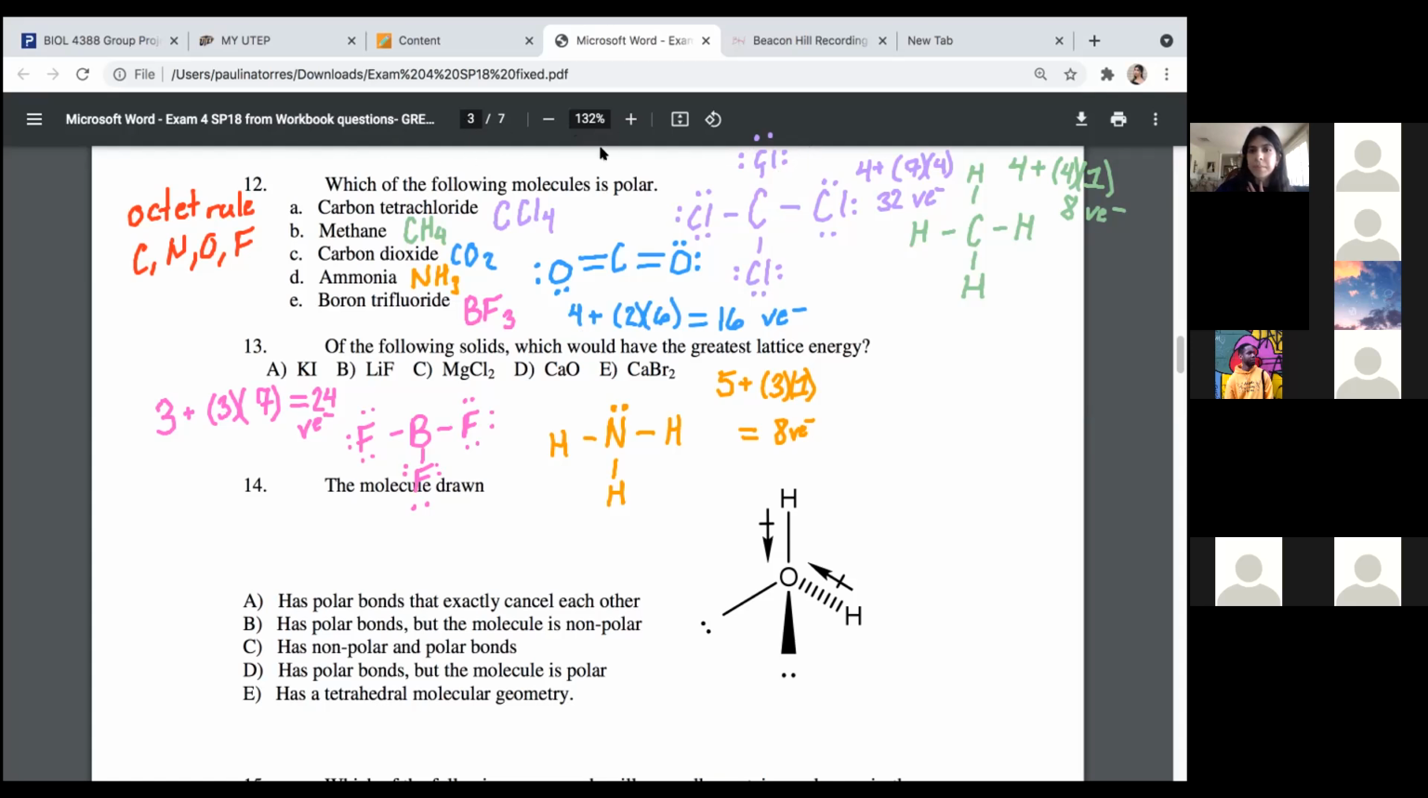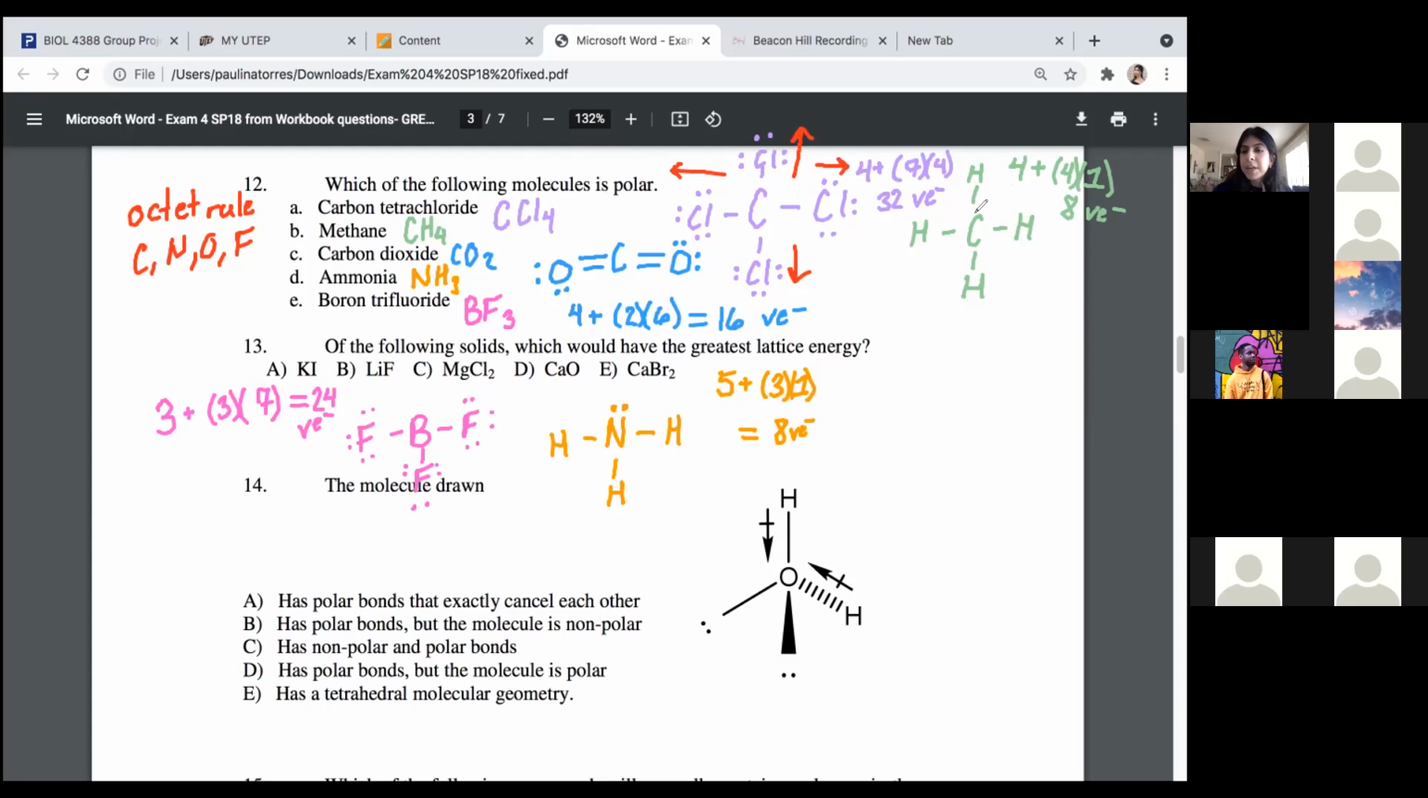Chlorine, right? So chlorine's going to be pulling this way, this way, this way and this way away from carbon, right? Because it wants those electrons. So if we look at this, we can see that all the arrows cancel out, right? So that means that this molecule is not polar. Now the bonds are polar, right? All these bonds are polar, but they all cancel each other out. So the molecule in total is not polar.